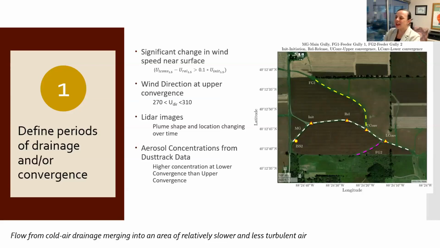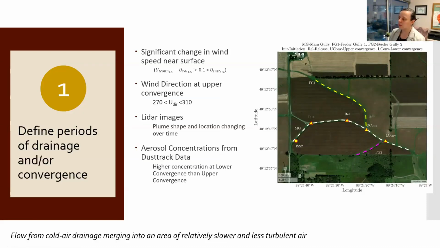The first is that we believe that a significant change in wind speed near the surface is indicative of drainage. So we looked at the 1.5 meter wind speeds at the lower convergence tower and the release tower. If the wind at the lower convergence tower was faster than at the release tower, and the change between them was 10% more than the wind at the initiation tower, we flagged all of those 5-minute periods as convergent likely.